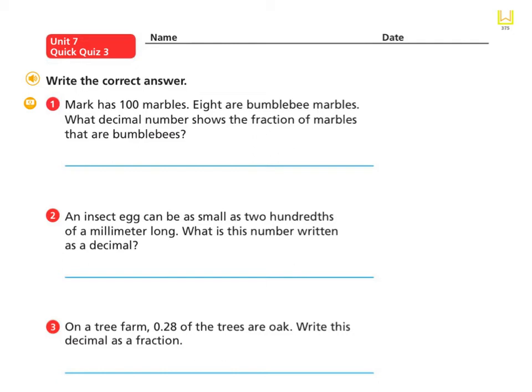Mark has 100 marbles. 8 are bumblebee marbles. What decimal shows the fraction of marbles that are bumblebees? If I'm thinking through that, I have a total of 100 marbles. That means my denominator is 100. Of my 100 marbles, 8 are bumblebees. So I'm going to put my 8 as my numerator. What decimal number shows the fraction of marbles? I'm going to write 2 decimals here.